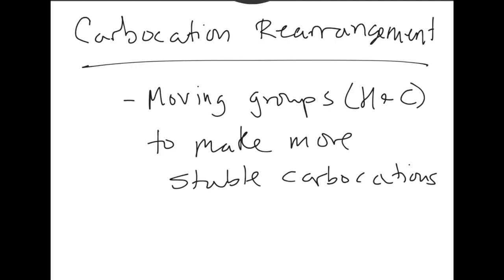So once you have a carbocation, your molecules are able to move hydrogens or other carbon groups to make more stable carbocations. So what this means is, from now on, every time you generate a carbocation, you need to look at it and think for a second, can I move something to make this carbocation more stable? When that happens, it changes the product you expect.